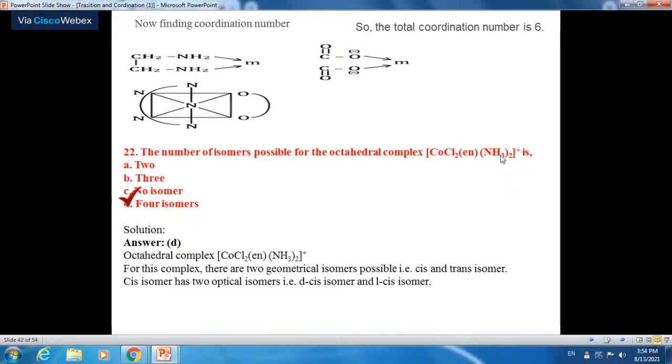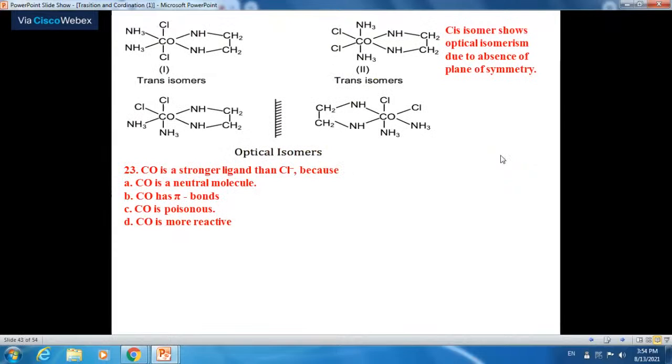You can see here trans isomers. They have written NH3, Cl, NH, that is diethylamine. This is diethylamine, a bidentate ligand with two donor atoms. And here NH3 Cl trans isomer, and this is also a trans isomer. One of the isomers is there. Here, optical isomers: mirror images, non-superimposable mirror images.